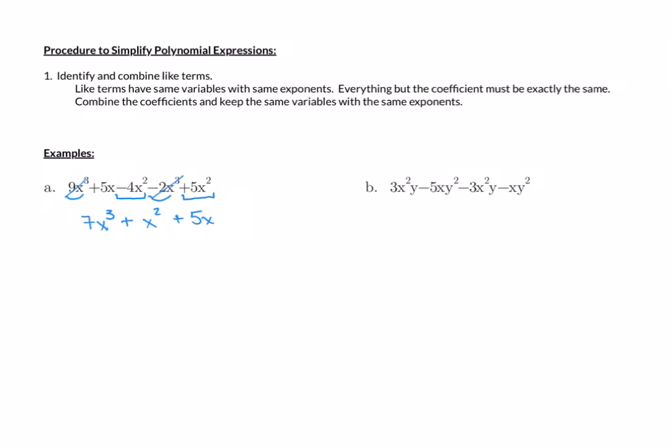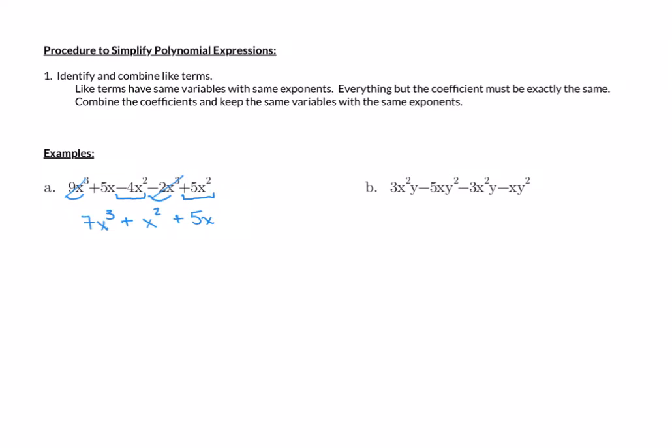This is considered simplified. All right, B. I want to know, are all of these terms the same? And the answer is no. Make sure everything, if it's an x squared y, it has to combine with another x squared y. X squared y and xy squared are not considered the same term. They are not like terms, so they cannot be combined.